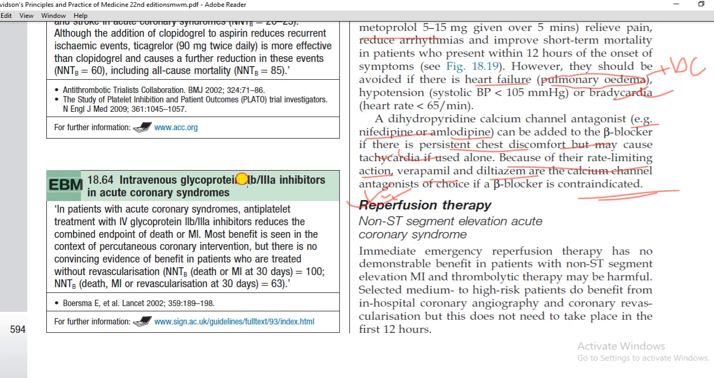Intravenous glycoprotein 2B and 3A inhibitors in acute coronary syndromes. In patients with acute coronary syndromes, antiplatelet treatment with IV glycoprotein inhibitors reduces the combined endpoint of death. Most benefit is seen in the context of percutaneous coronary intervention, but there is no convincing evidence of benefit in patients who are treated with revascularization.